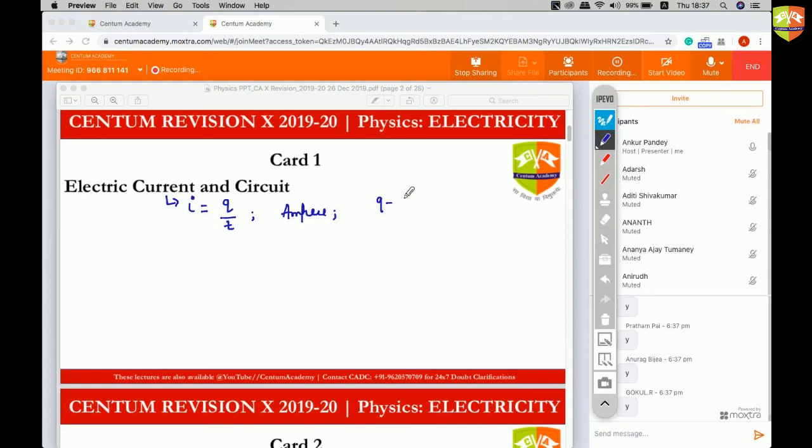Then comes Ohm's law. Yes, very important. If at all a numerical comes from this chapter, it will primarily be from Ohm's law and then from a few other places.